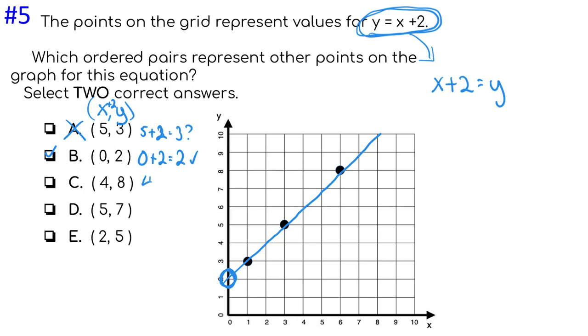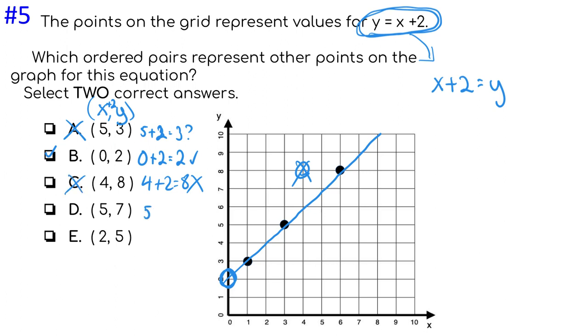C, 4, 8. So is 4 plus 2 equal to 8? Definitely not. Plus, if I looked on my graph, run to 4, jump to 8, that'd be way up here. It would not be anywhere close to my line. And so C is not correct.